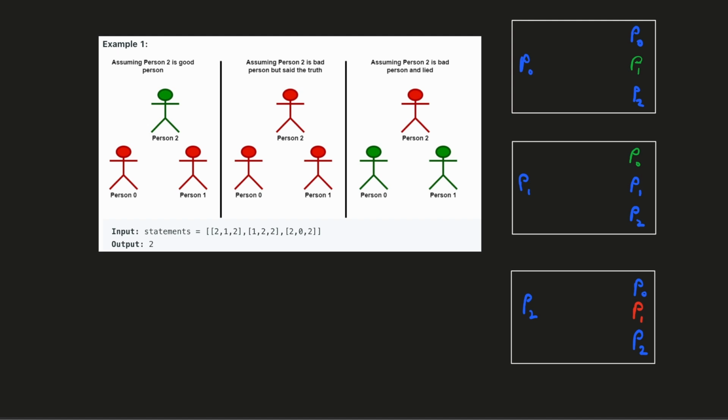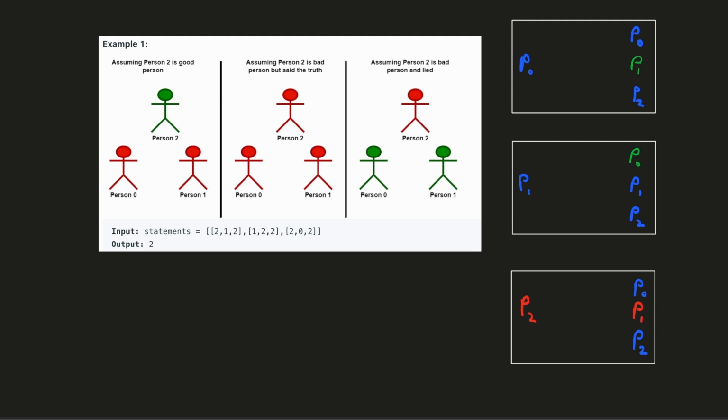So now let's take the scenario where person 2 is a bad person. Hence, the statements made by person 2 are irrelevant. So we do not have sufficient information to decide whether person 1 is a good person or a bad person. And similarly for person 0. So person 1 can be a good person, person 1 can also be a bad person.